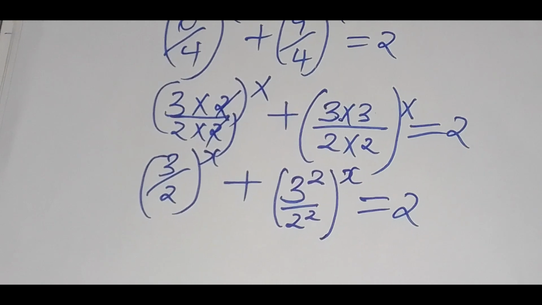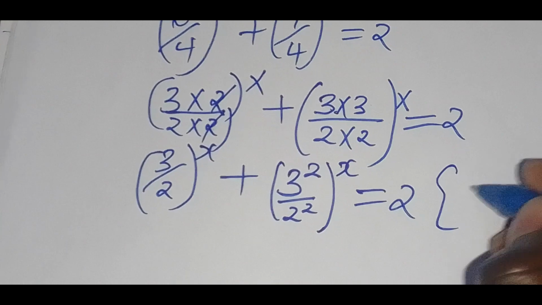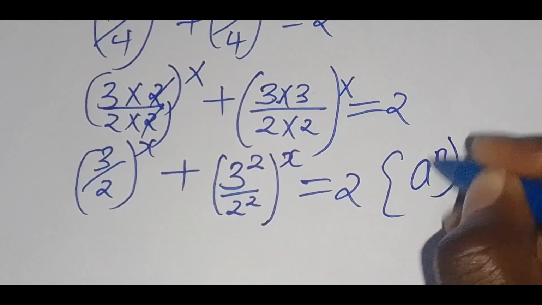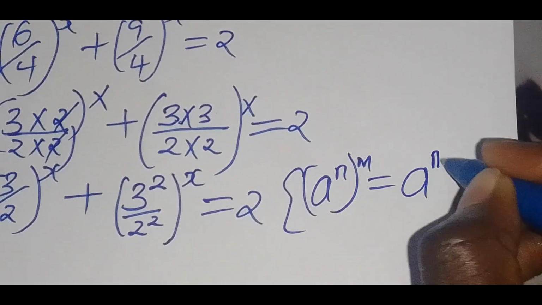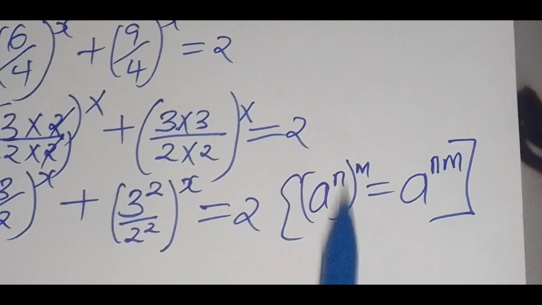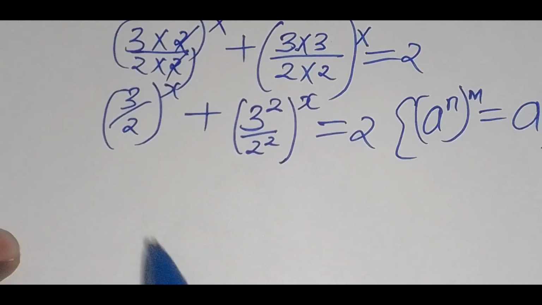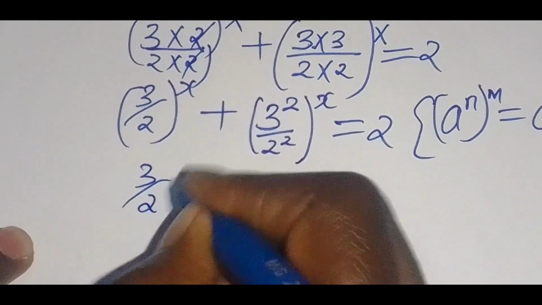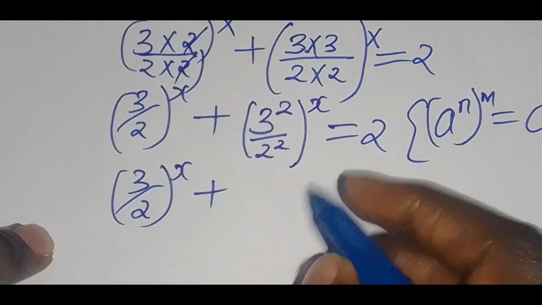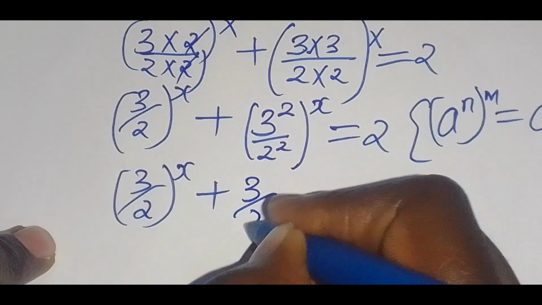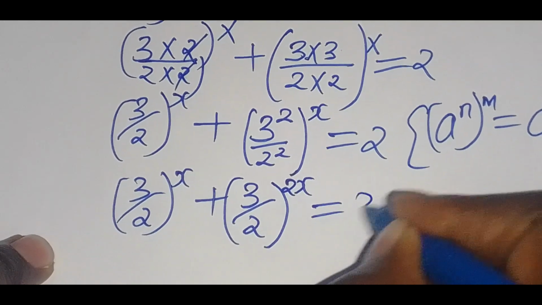Alright, so given that a raised to the power n multiplied by m is the same as saying a raised to the power n times m, we can apply this property in our case here, so that we'll have 3 over 2 raised to the power x plus 3 over 2 raised to the power 2x. This is equal to 2.